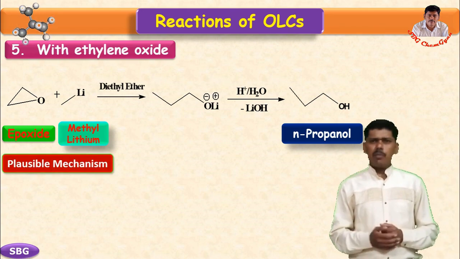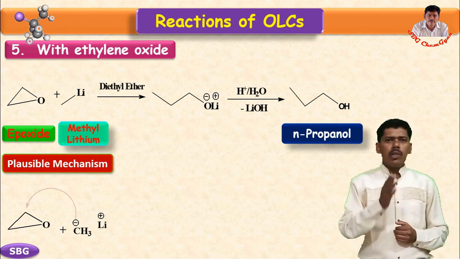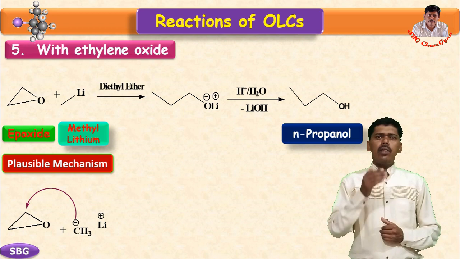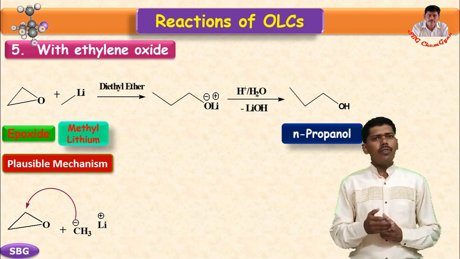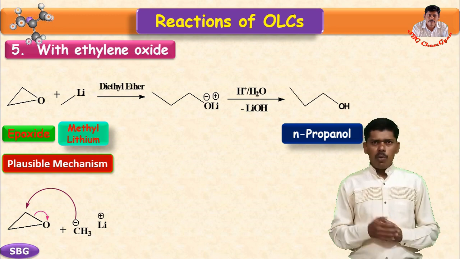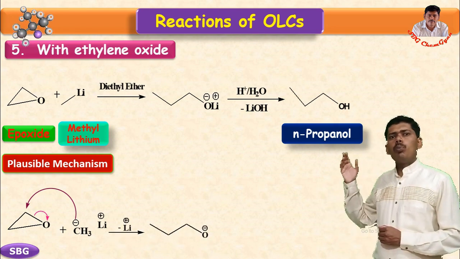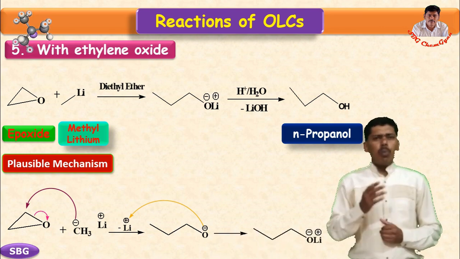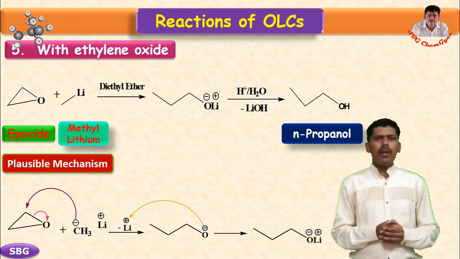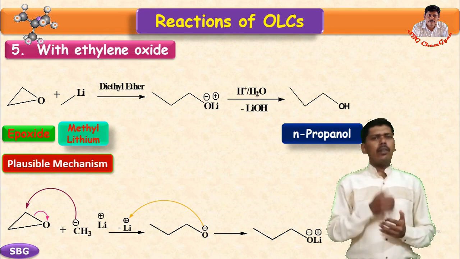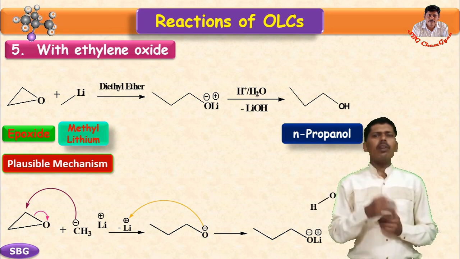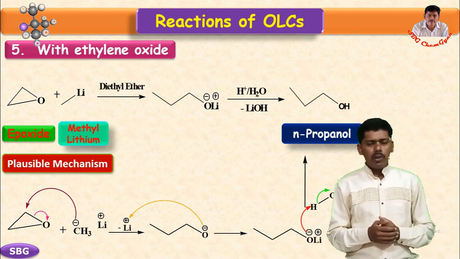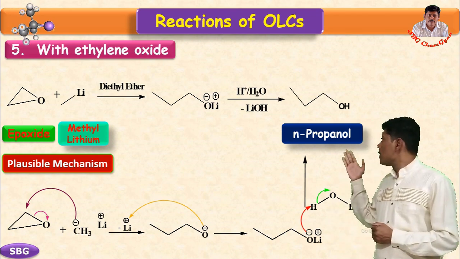In the possible reaction mechanism, the nucleophilic carbon of methyl lithium attacks one of the electron deficient carbons in the epoxide ring. Due to this nucleophilic attack, the three-membered cyclic system opens and formation of propoxide ion takes place, which combines with positively charged lithium ion. The prepared addition product on acid hydrolysis in dilute hydrochloric acid gives a primary alcohol, that is n-propanol, we can see here.